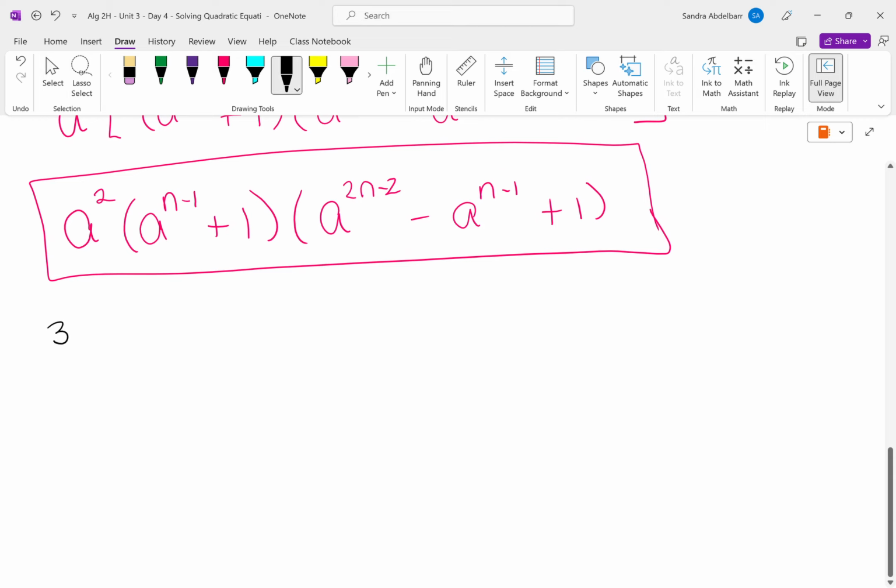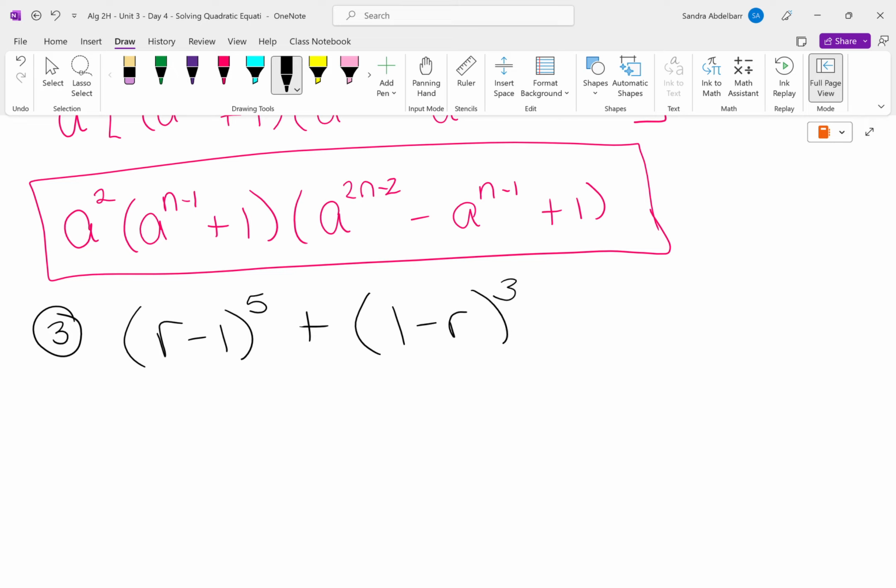Number 3. R minus 1 raised to the 5th power plus the quantity of 1 minus r raised to the 3rd power. My mind is going GCF here. Did anybody's mind go GCF sort of for a minute or a second or something, I hope? Right. But the GCF currently isn't going to work because this is r minus 1 and this is 1 minus r. They're so close but not exactly the same. What can I do to make them exactly the same?